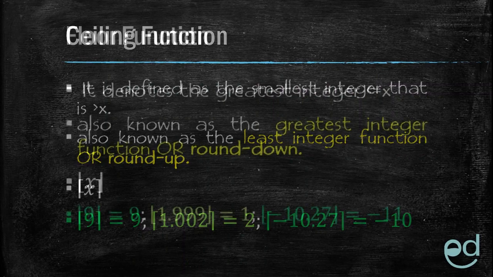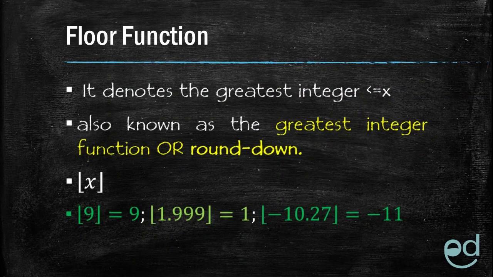Let's go now to the floor function. It denotes the greatest integer less than or equal to x. It is also known as the greatest integer function or the round down function. The floor of 9 is 9. The floor of 1.999 is 1. We just remove the decimal value. And the floor of negative 10.27 is negative 11.